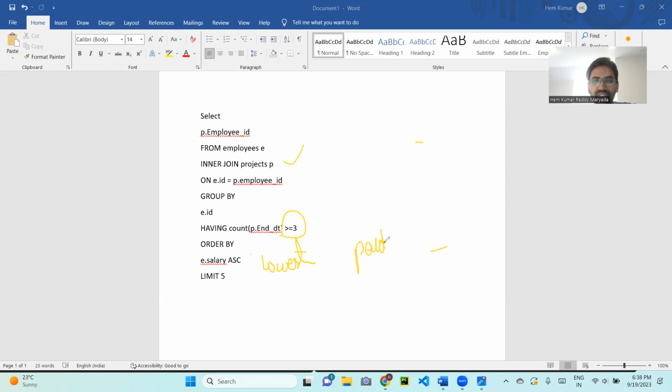Hope you understood this question and this query. Slightly we need to make changes in the formatting. As I've written it in Word, I've not kept the indentation, but please take care of your indentation while you're writing the query.